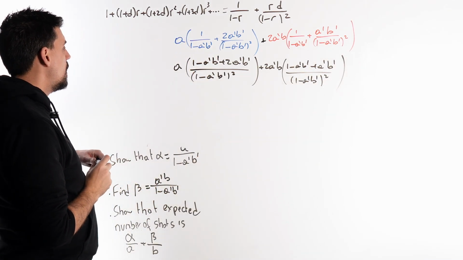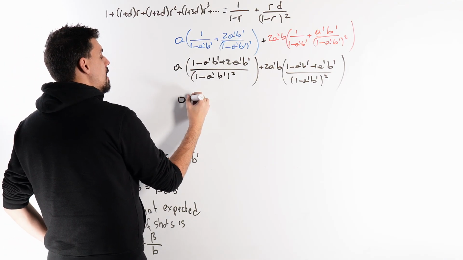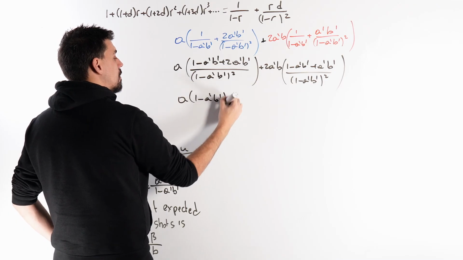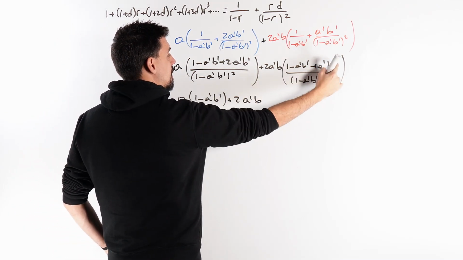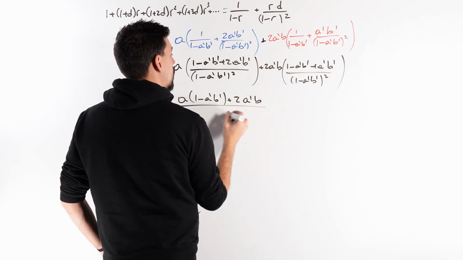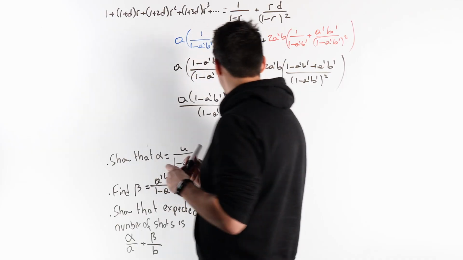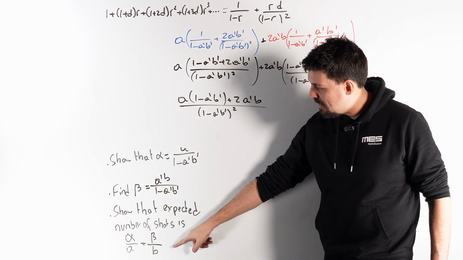Right, so what do we end up with? We end up with A times 1 minus A dash B dashed plus 2A dash B, and that's just 1, all over 1 minus A dash B dash squared. So this is where we're at so far. Now, we want to get to alpha over A, beta over B.